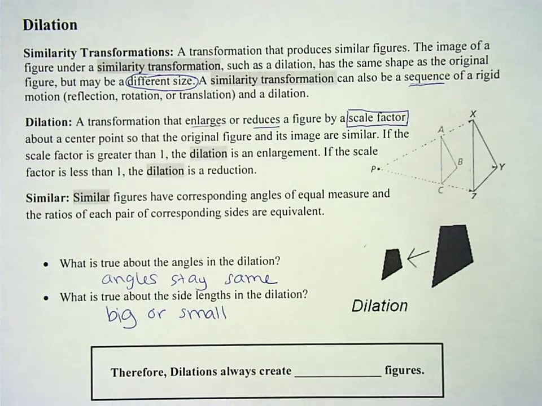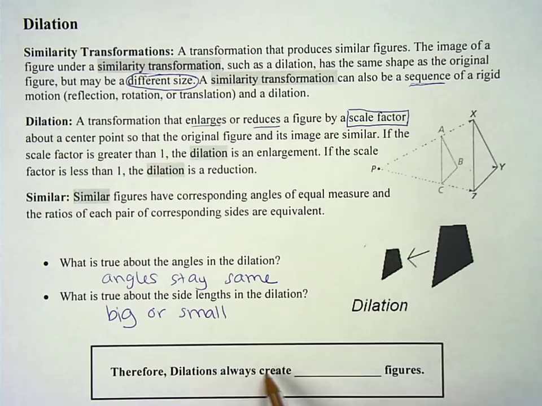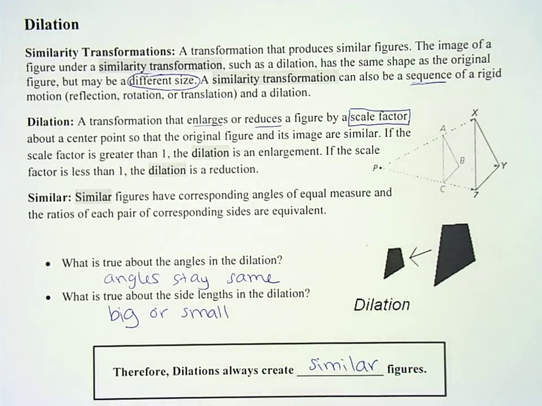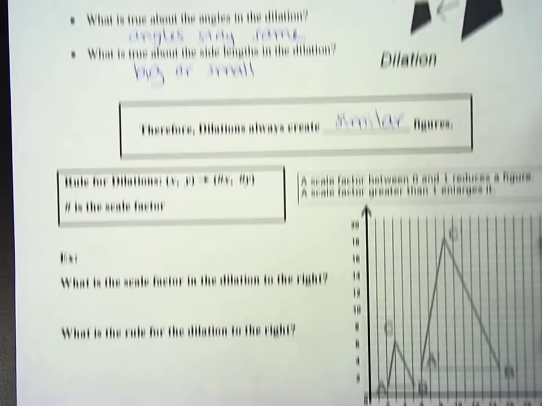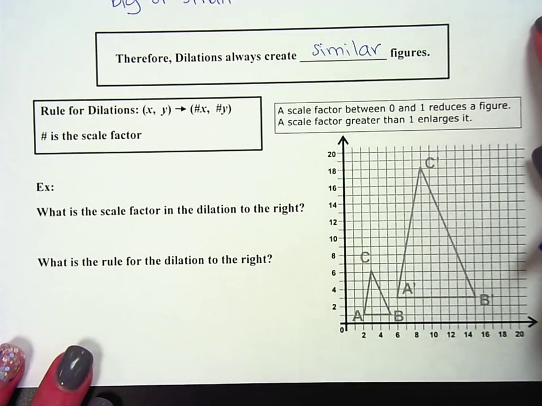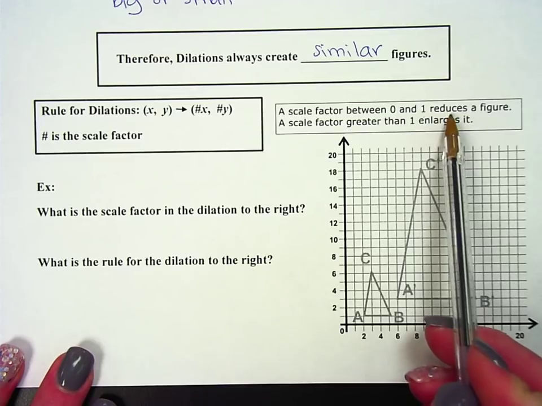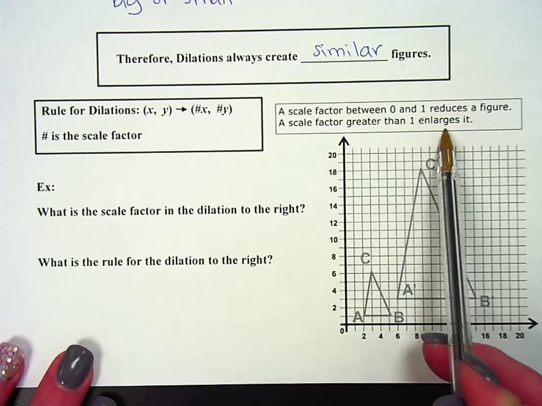Okay. However, my dilation will always create a similar figure. My angles have stayed the same, so it's still a quadrilateral or it's still a triangle. However, it simply got bigger or smaller. Okay. So now let's go ahead and try our example. We have a picture down here where it says the scale factor between 0 and 1 will make it smaller, or a scale factor greater than 1 will make it bigger.